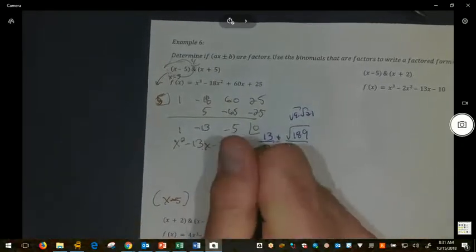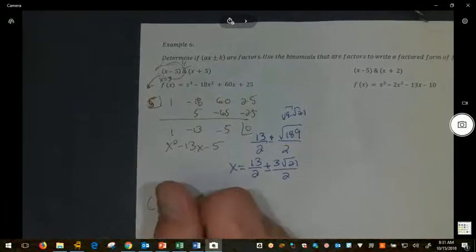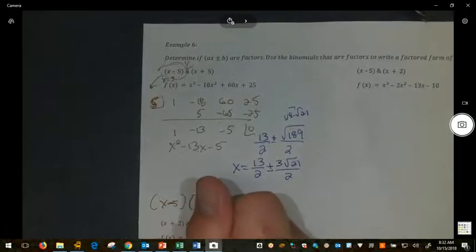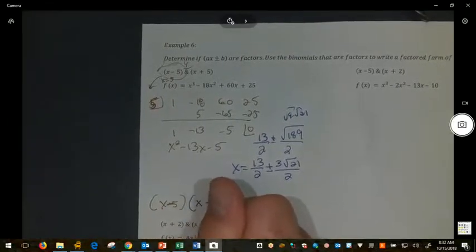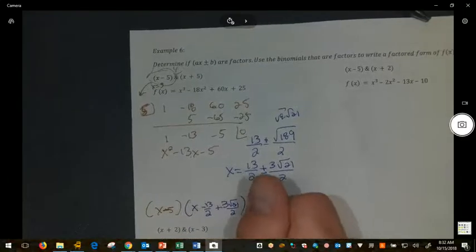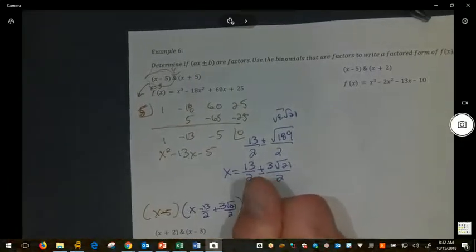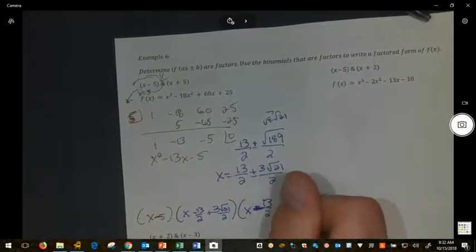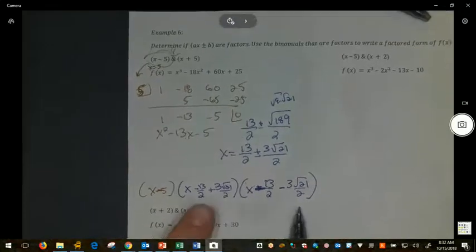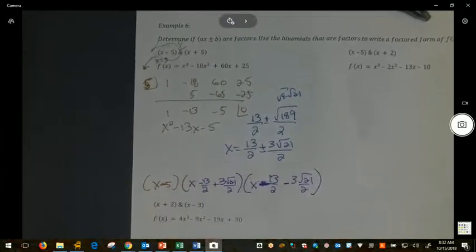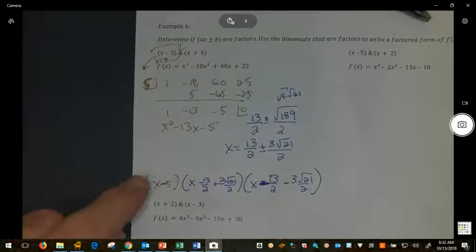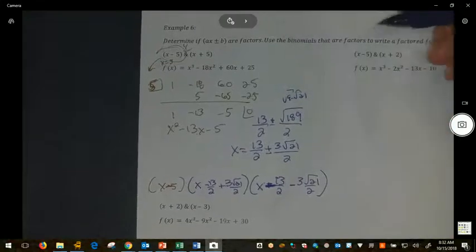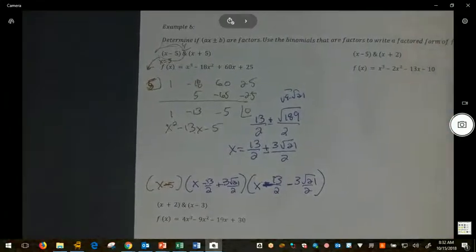In terms of factors, since x equals that, one of these factors will be x minus 13 halves plus 3 square roots of 21 over 2. And the other factor would be x plus, or no, still minus 13 halves minus 3 square roots of 21 over 2. Not really going to factor because these are irrational roots. This is the only rational root. It didn't say to write all rational factors, though, it said to write all factors.